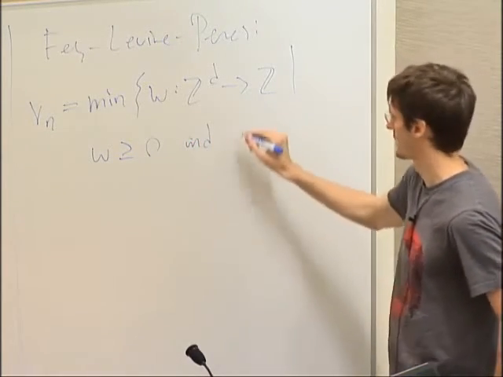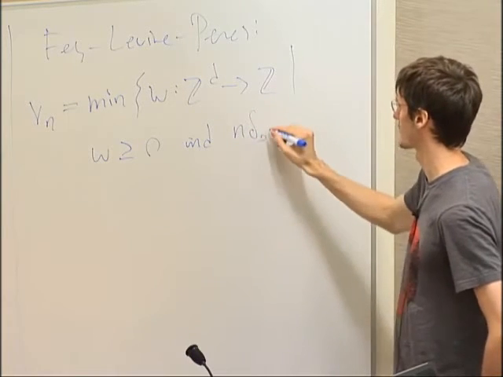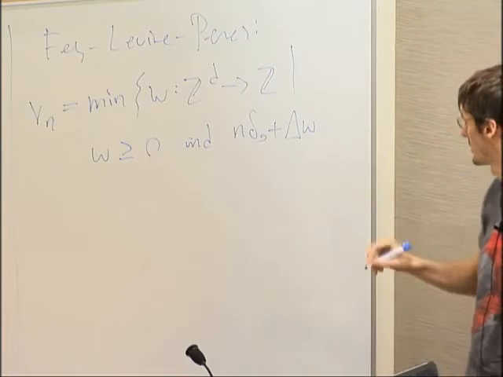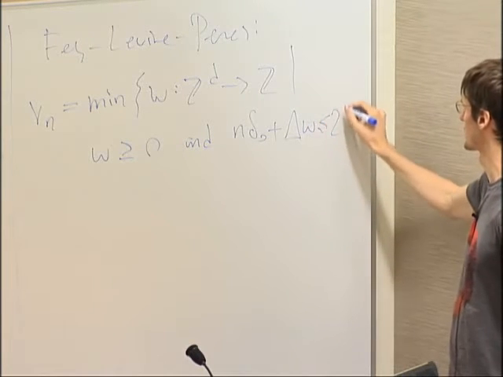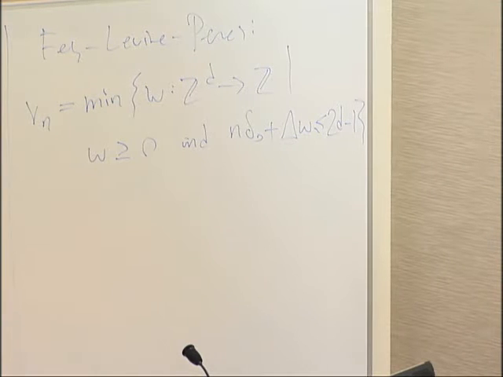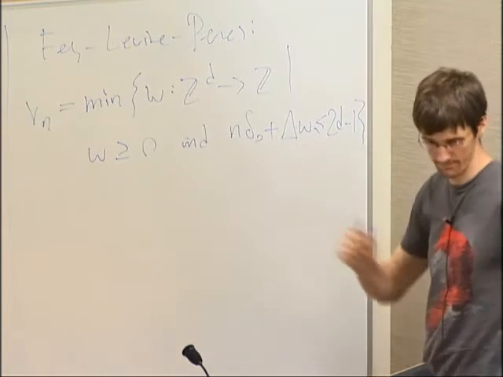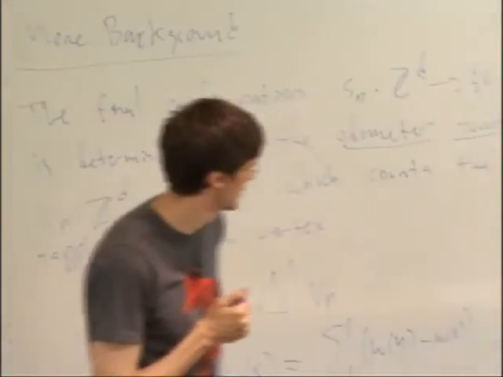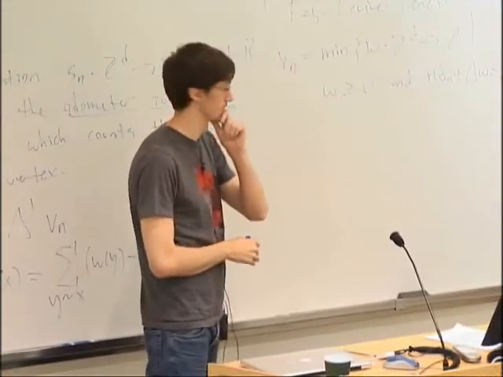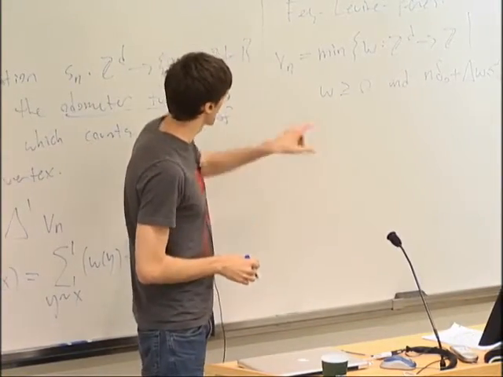What does that mean? That means that if you take the starting configuration and you redistribute it according to W, this better be less than or equal to 2D minus 1 everywhere. Okay, so they figured this out, and this is basically the starting point for our proof of convergence.